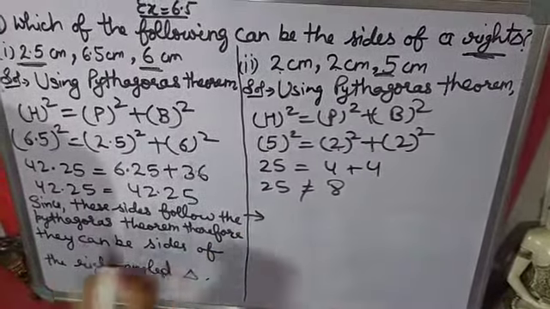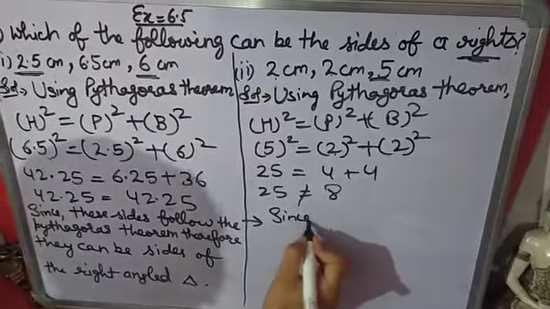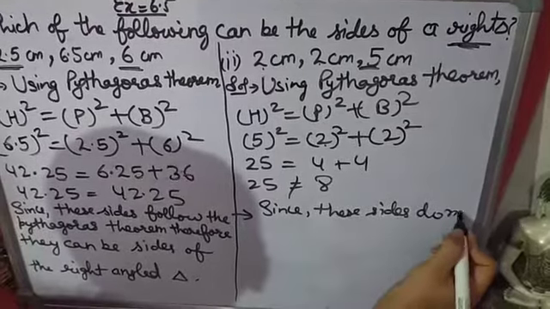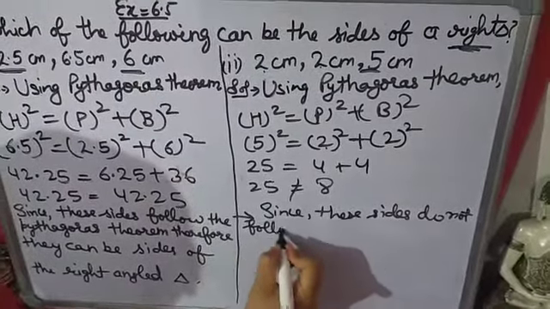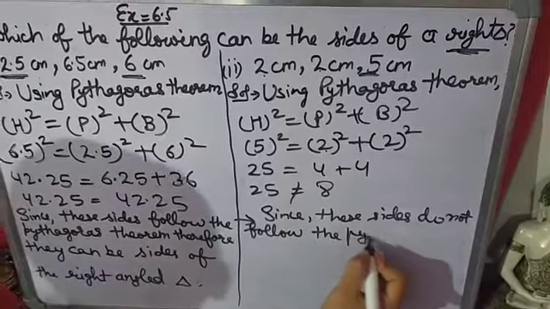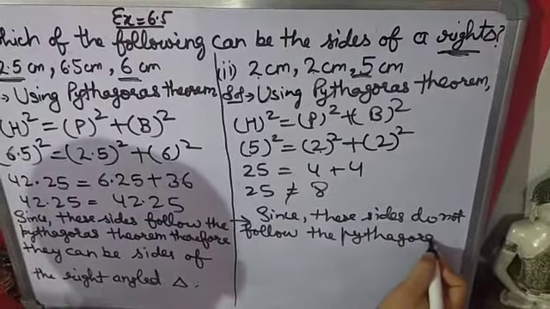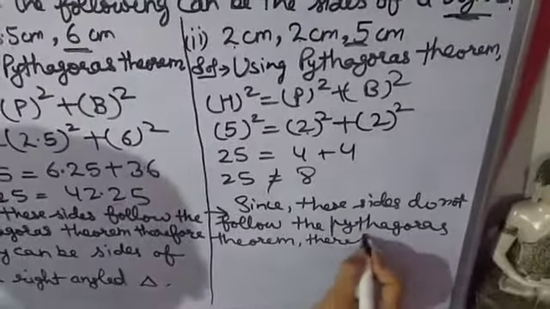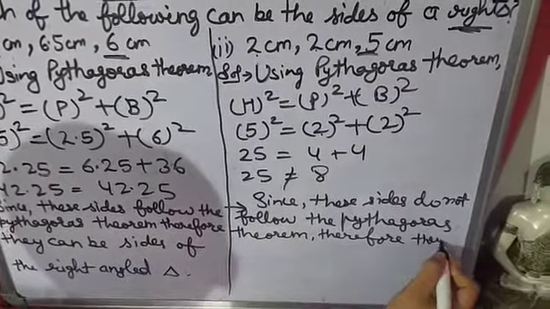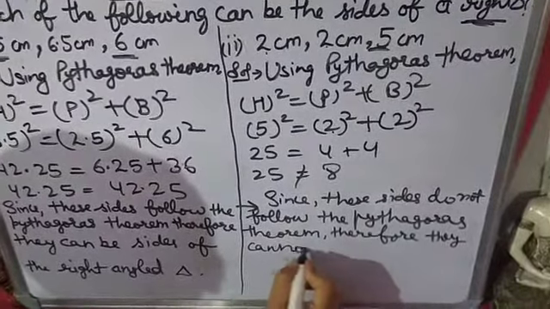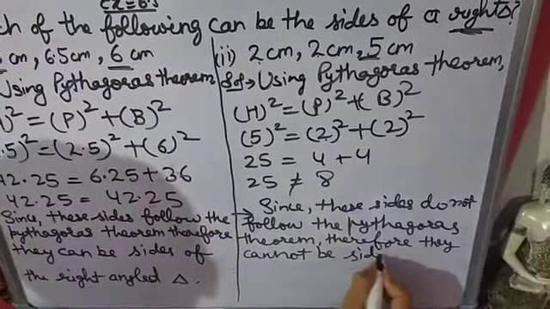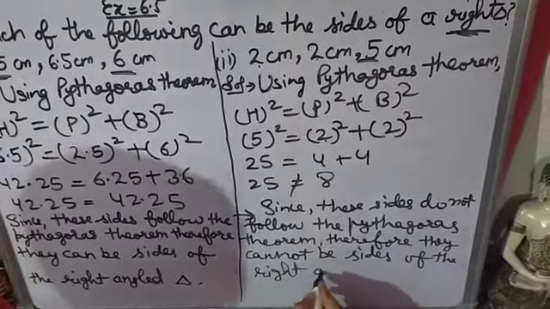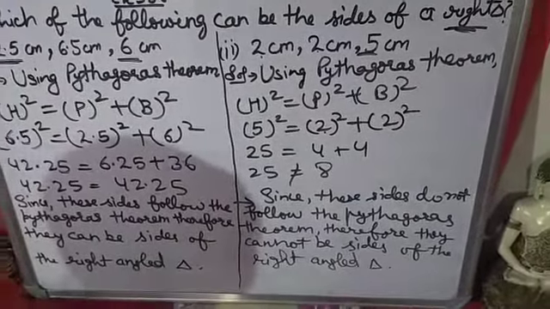So you will write here, since these sides do not follow the Pythagoras theorem, therefore they cannot be sides of the right angled triangle.